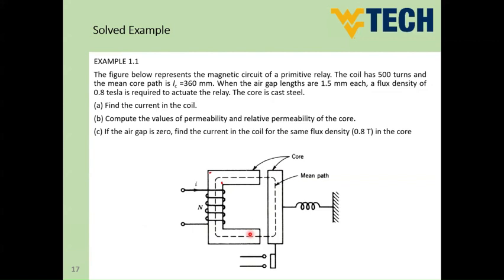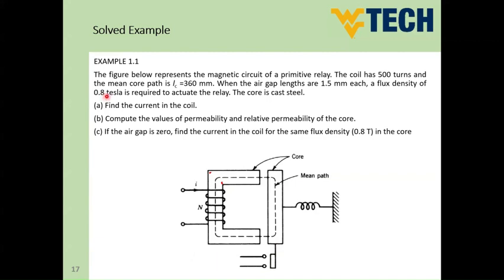Actuating the relay means the C shape attracts the I shape in order to make a short circuit on these terminals. Making the short circuit on these terminals will allow another circuit to connect electricity. So this is the concept of the relay. Okay. So again, the parameters we have right here: at an air gap distance of 1.5 millimeters, we have 0.8 Tesla.